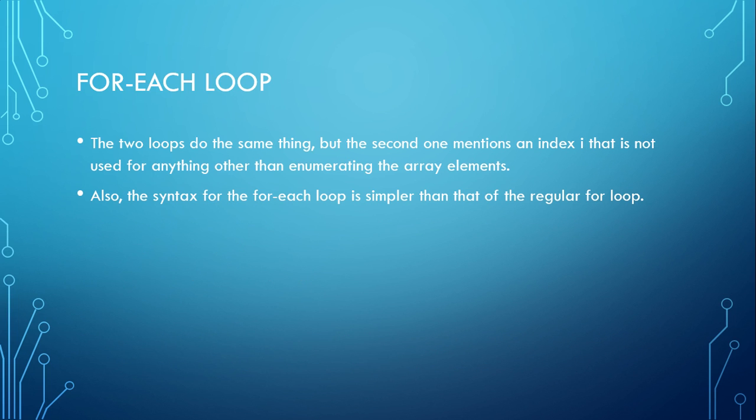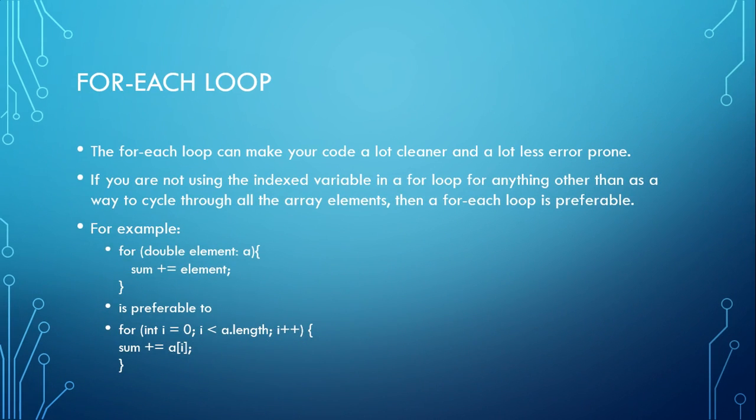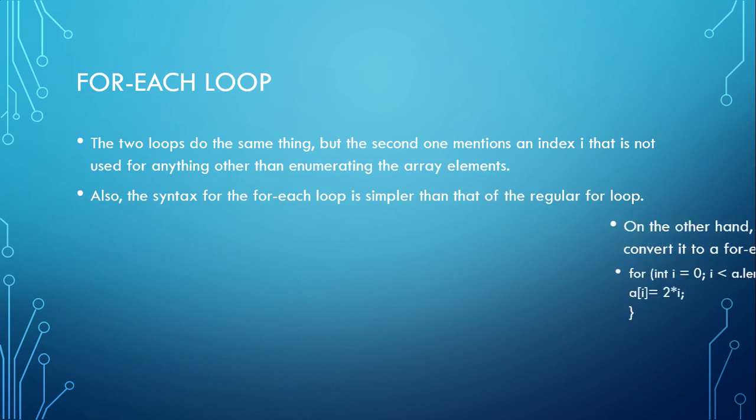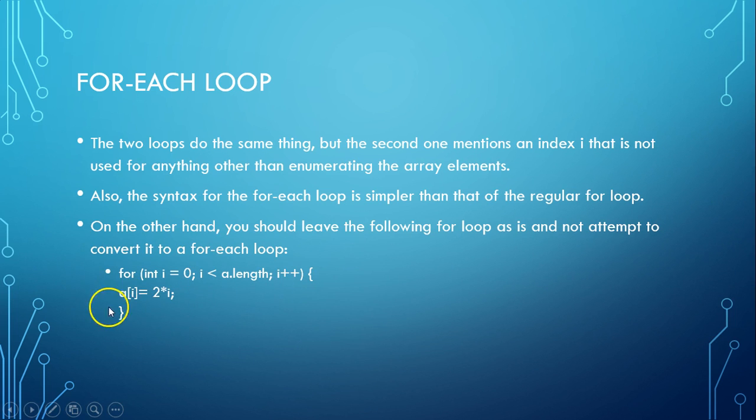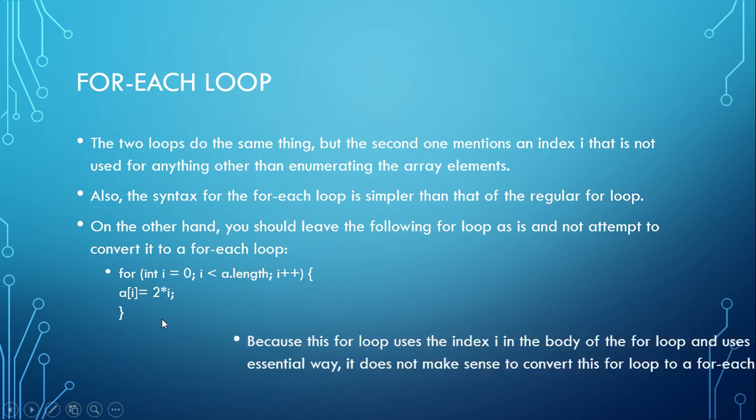Because if we look at the previous example, you'll see that there we have sum plus equals a of i, so just using i as a reference point. If we look at this one, i is actually being used in the calculations. So we don't want to convert that over.